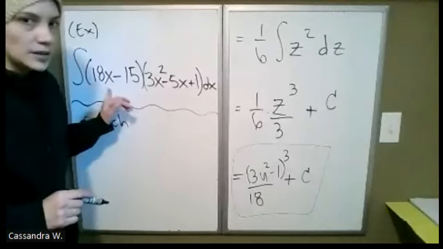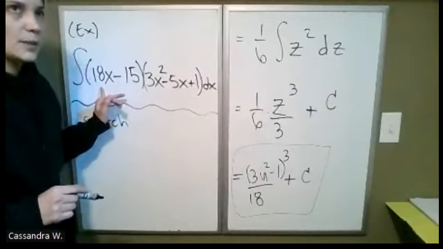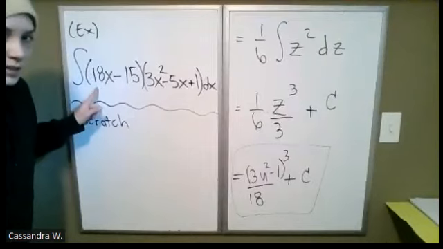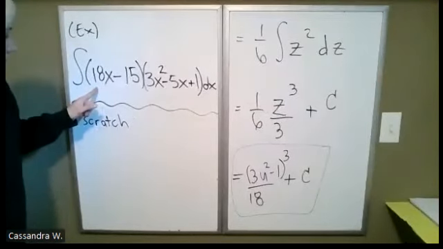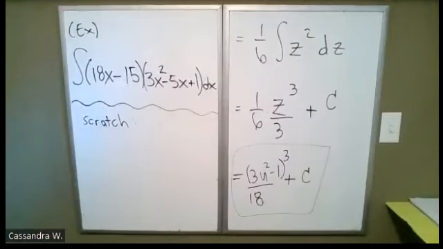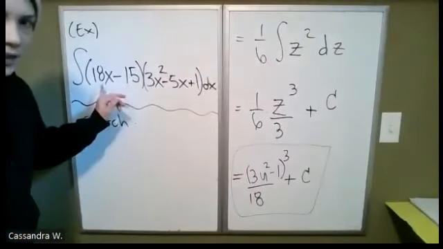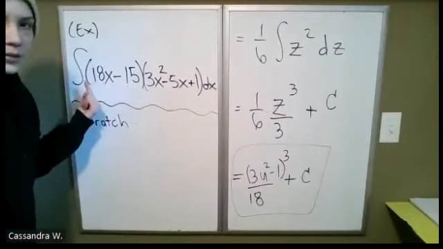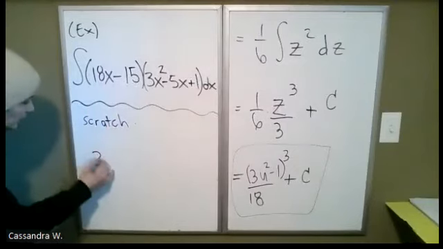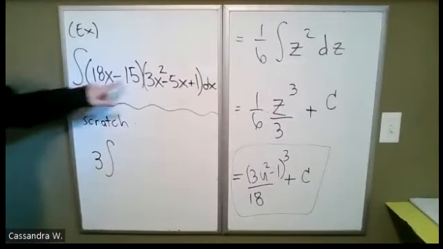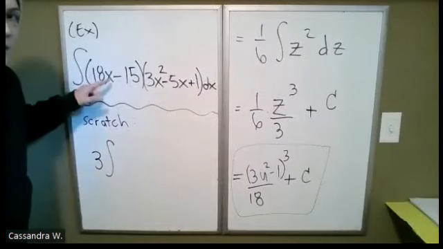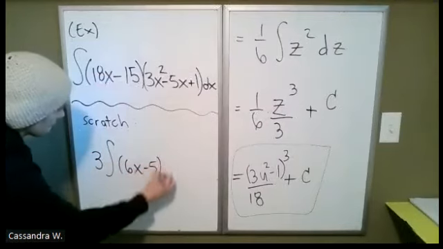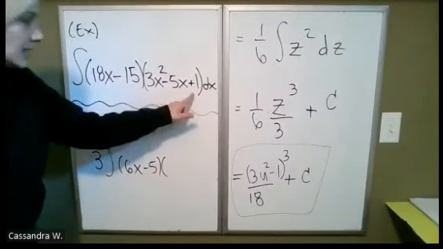So the first thing I want to do is just factor. From that first pair of parentheses, we're going to factor out 3, and maybe just bring that to the front of the integral. Factoring this 3 out would leave a 6x minus 5. And this stays the same.